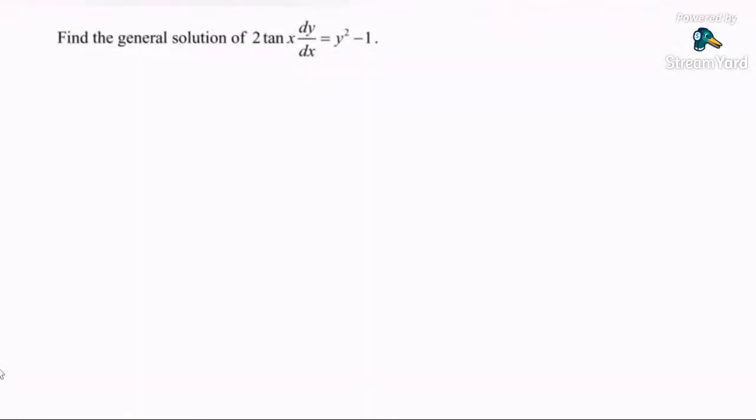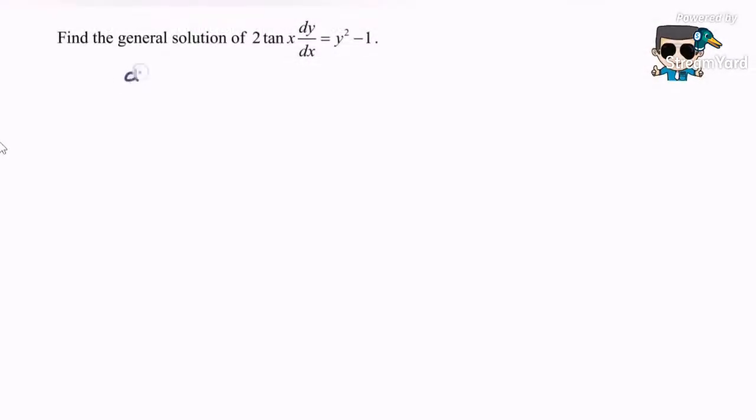In this video, I'm going to discuss the topic first order differential equation. So here we have the example for separable variable. Find the general solution of 2 tangent x multiplied with dy dx is equals to y squared minus 1. Step number 1. Separate the dy dx. Step number 2. Separate the variable x and y.